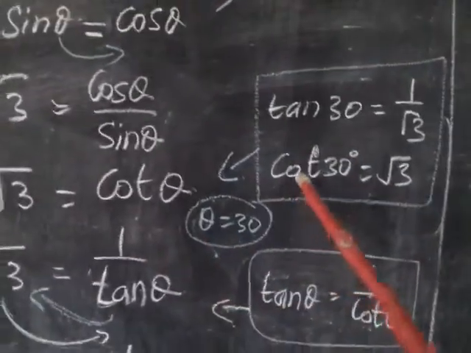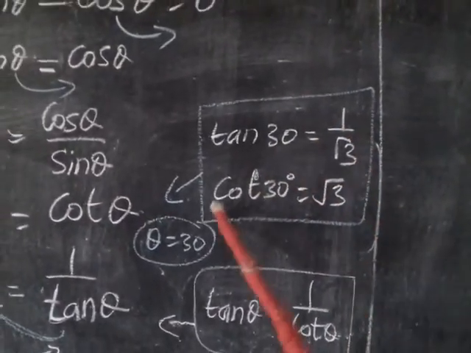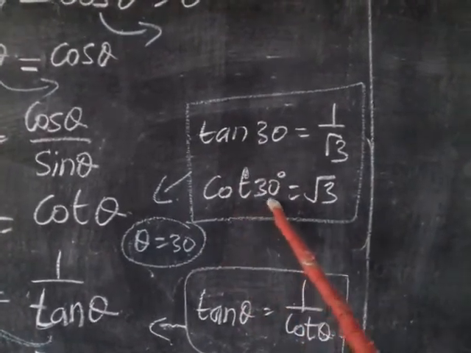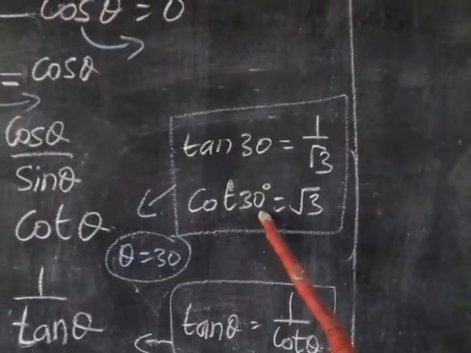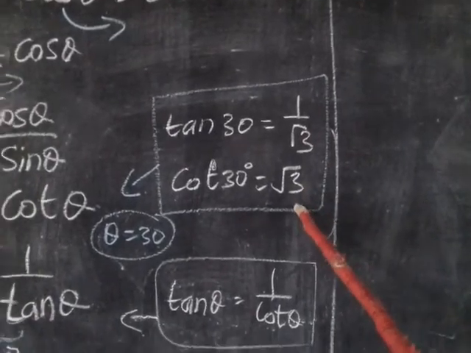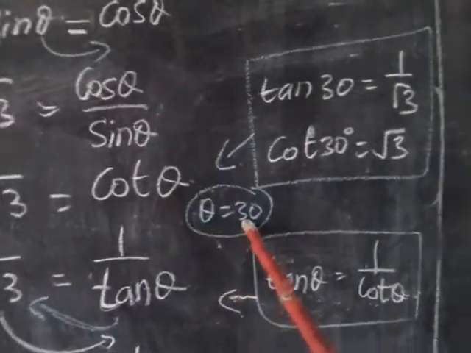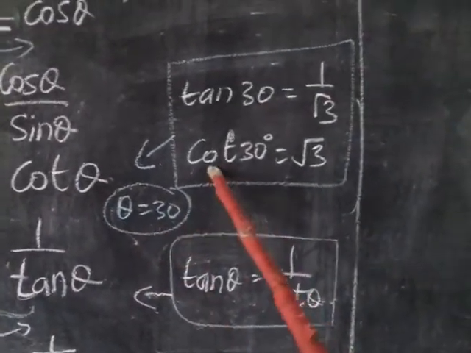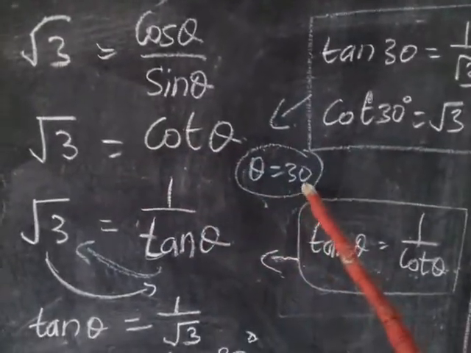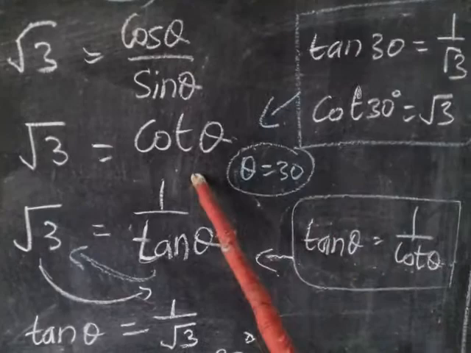Here one of the values is tan 30 equal to 1 by root 3. The reciprocal form of tan is cot, so cot 30 equal to root 3 by 1, that is root 3. So cot theta equal to cot 30. Cot 30 degree equal to root 3, so theta equal to 30. This theta value equal to 30 is finished.